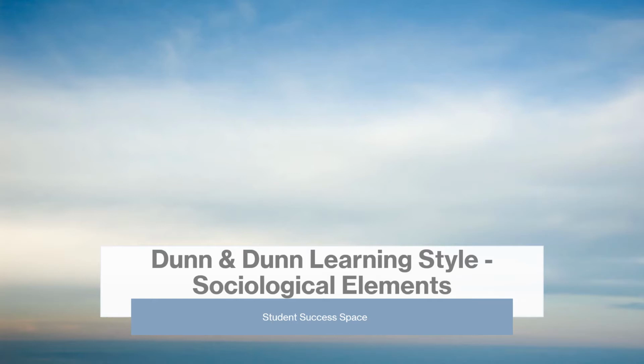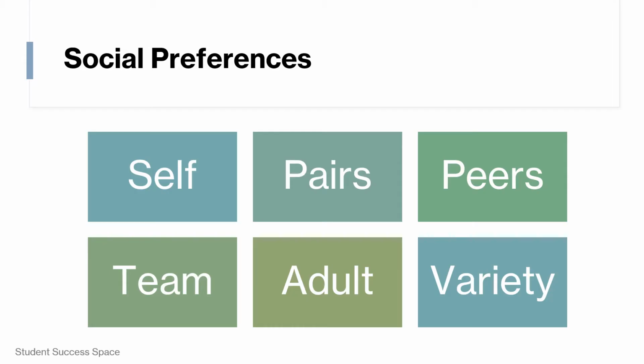Students may even prefer to work, or enjoy working, in a variety of these options. So Dunn and Dunn identify the following within the social preferences: self, pairs, peers, team, adult, and variety. Notice that sociological elements address not only if students prefer to learn with others, but also who they prefer to learn from.